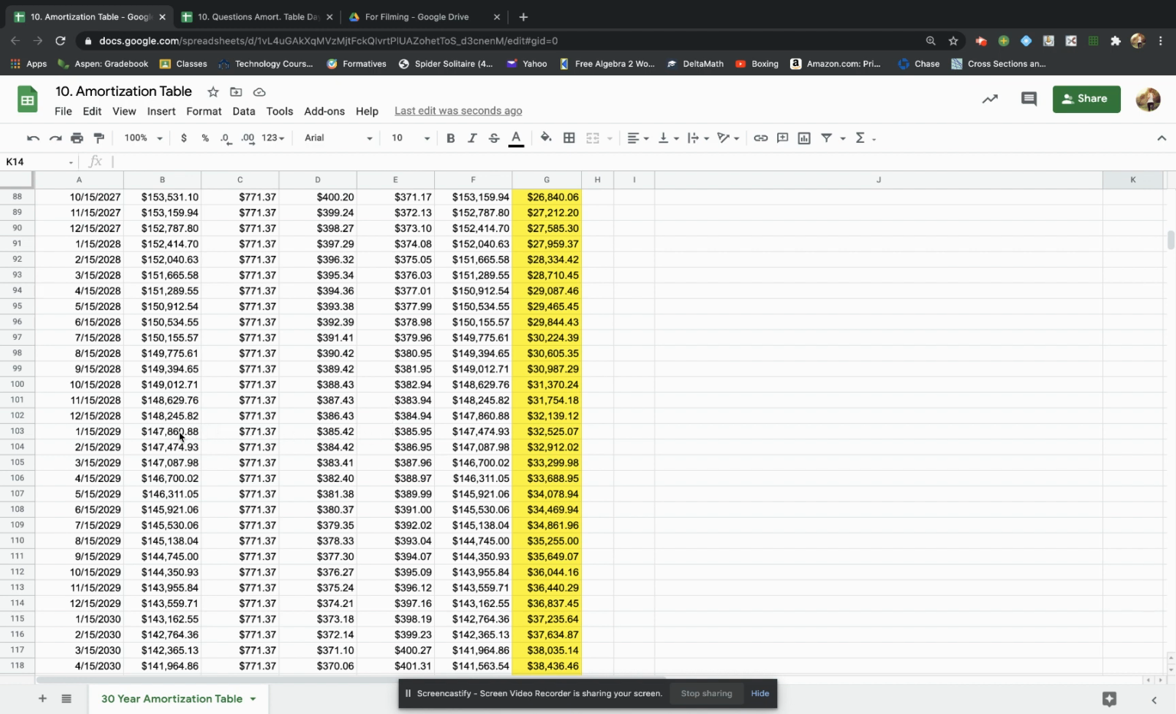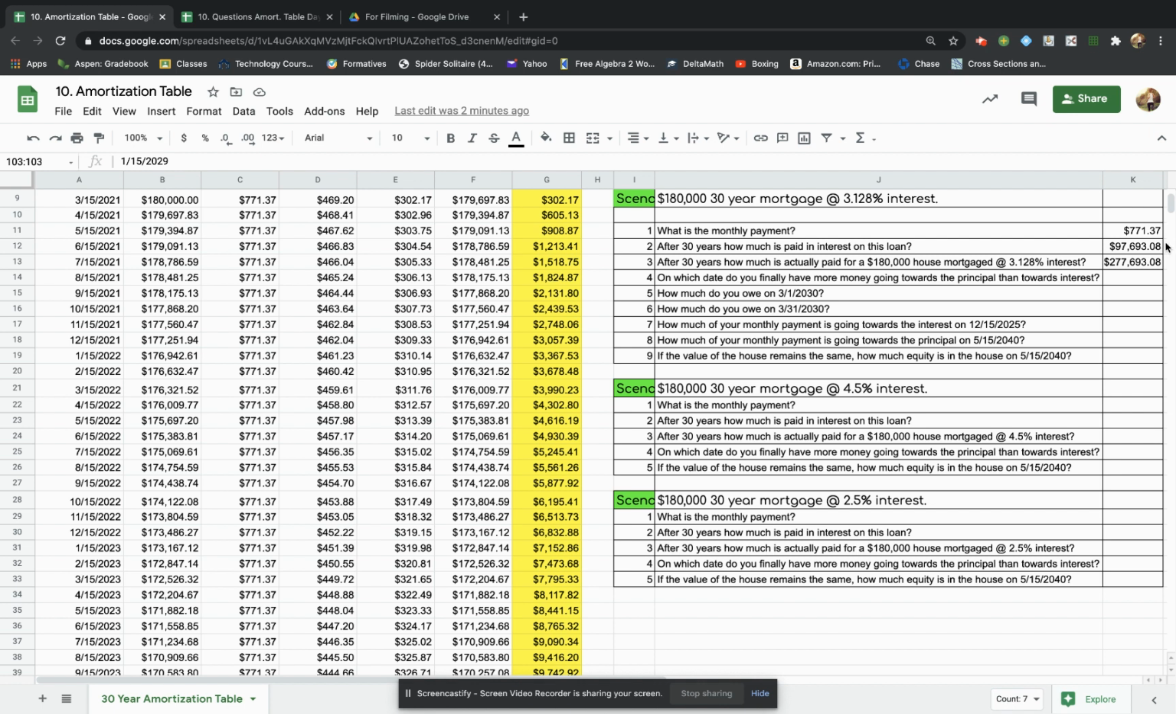Looks like this is the date. Right, on January 15th, 2029, $385.95 goes towards the principal, while $385.42 goes towards the interest. Just slightly different. So we're going to put in the date 1/15/2029. That's when it happens.